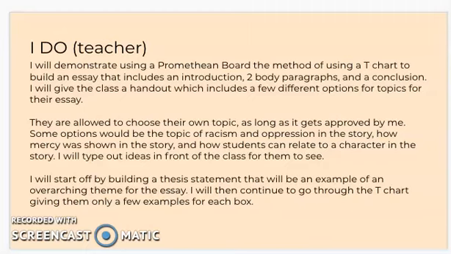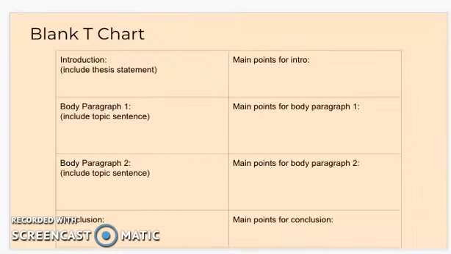I will start off by building a thesis statement that will be an example of an overarching theme for the essay. I will then continue to go through the T-chart, giving them only a few examples for each box. This is what the T-chart will look like on the Promethean board up front.